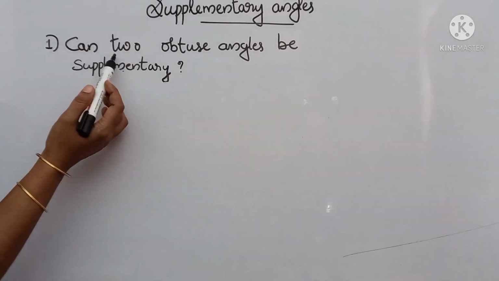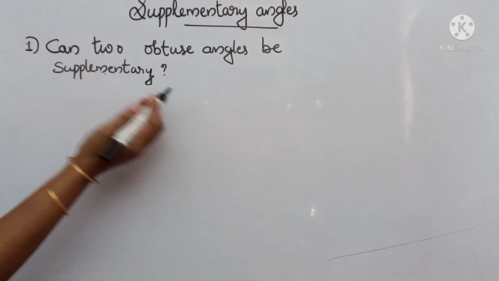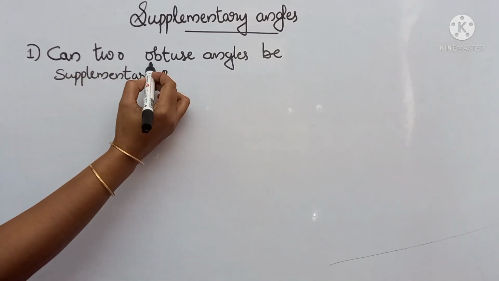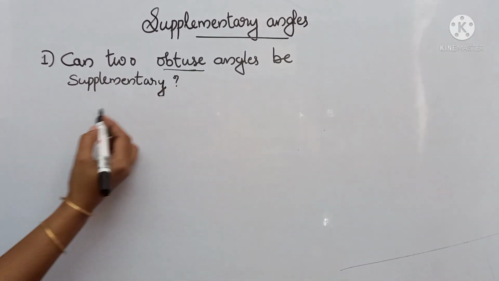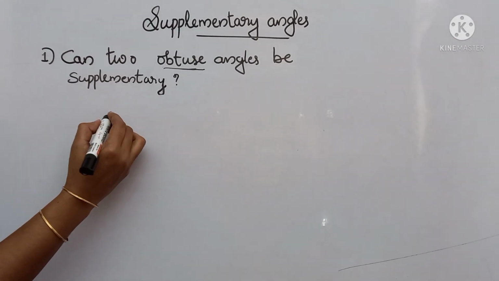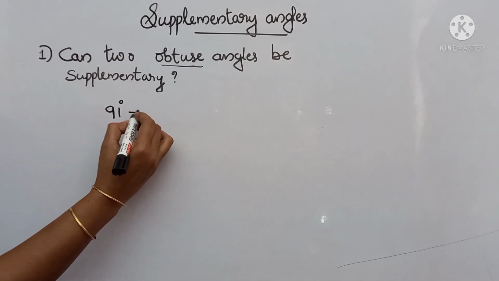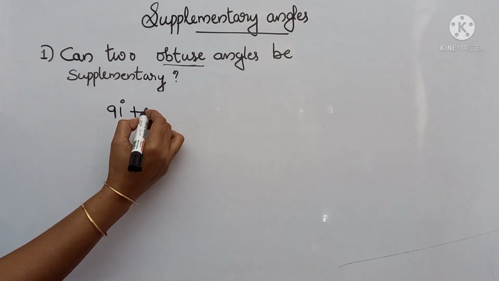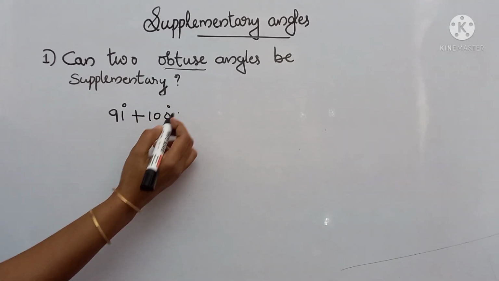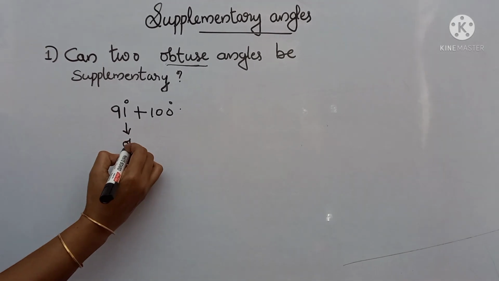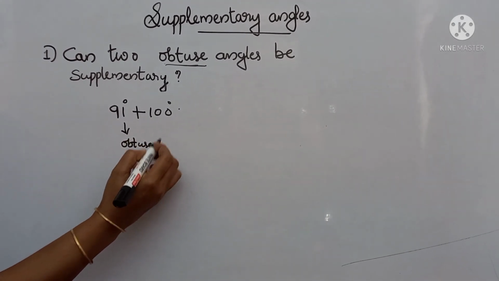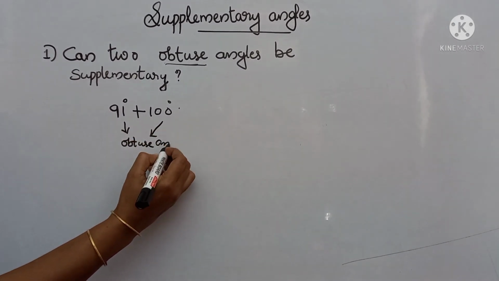Then one question is there: can two obtuse angles be supplementary? We have to understand this. Obtuse means more than 90 degree. So let us take any one angle, let it be 91 degree. That is an obtuse angle. And we can take one more obtuse angle, let it be 100 degree. Both are obtuse angles.